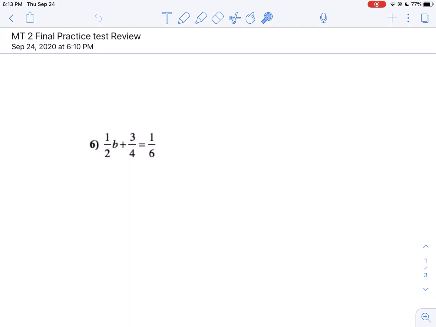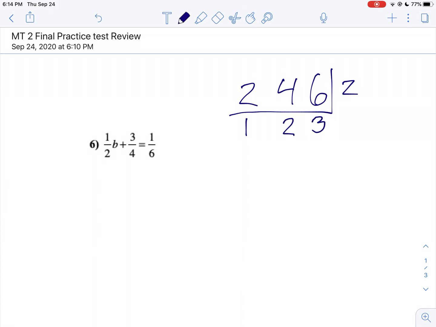We have 3 denominators, so I want to find the common denominator between 2, 4, and 6. I look at all 3 of those and say, what goes in all 3 of those? Well, 2 goes in all of them. So now let's divide each of those by 2. 2 divided by 2 is 1. 4 divided by 2 is 2. 6 divided by 2 is 3. We're just looking for the common factor, so I don't have to pick a bigger one.